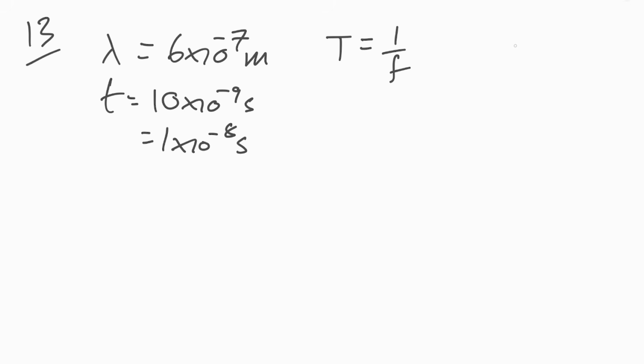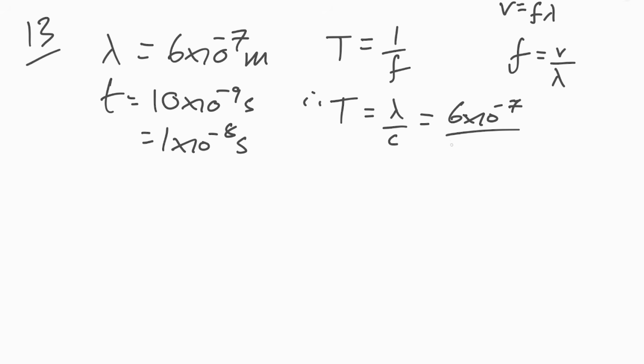How are we going to find the frequency? Well, because v equals f lambda, we know that f is equal to v over lambda, or c over lambda in this case, because it's the speed of light. So therefore the time period is going to be equal to 1 over f, the reciprocal of v over lambda. So it's lambda over v, or lambda over c in this case. So it's going to be 6 times 10 to the minus 7 divided by 3 times 10 to the 8. I don't think we need a calculator for that. That's going to give us 2 times 10 to the minus 15 seconds.